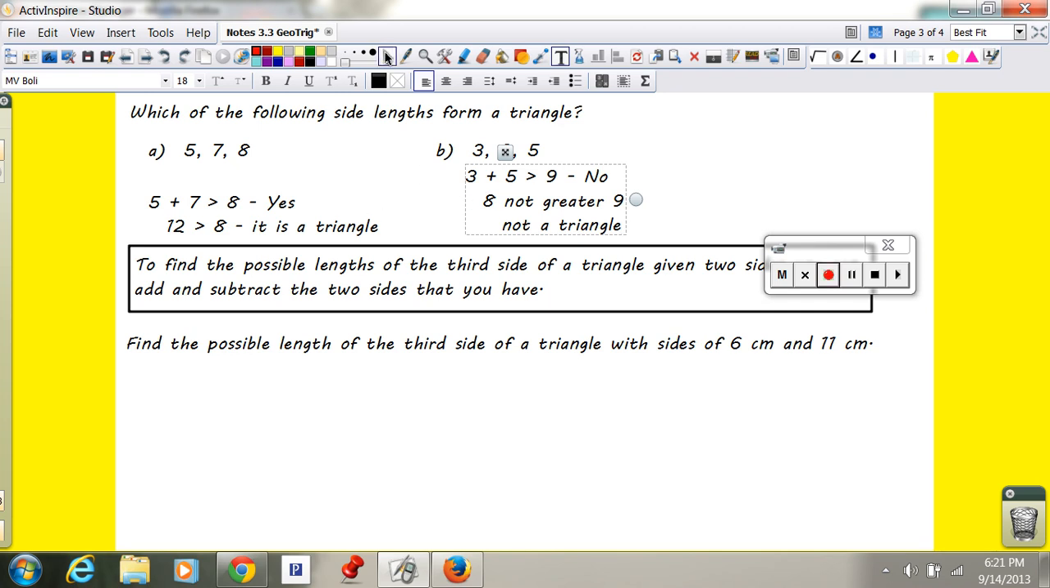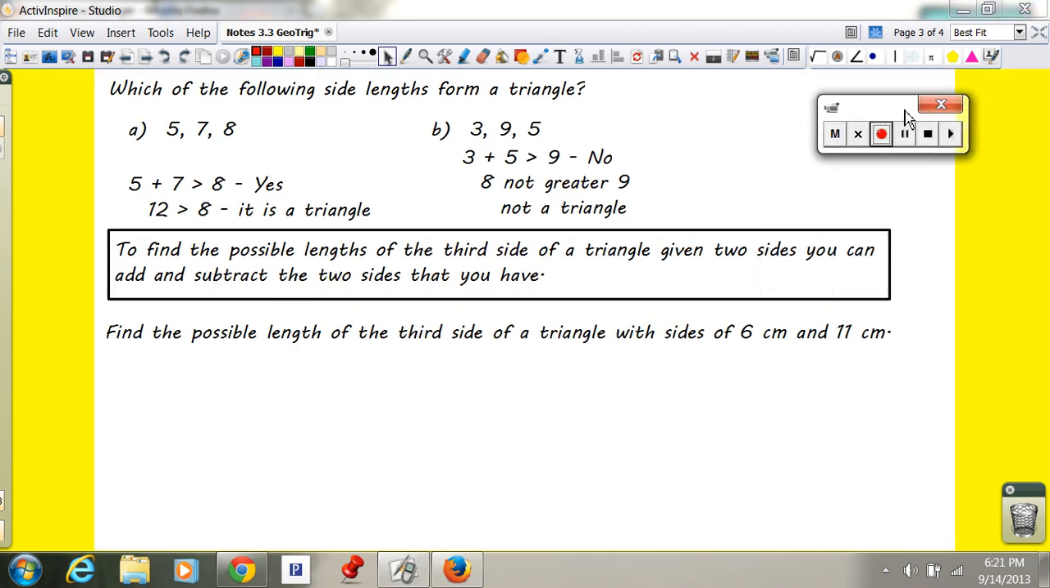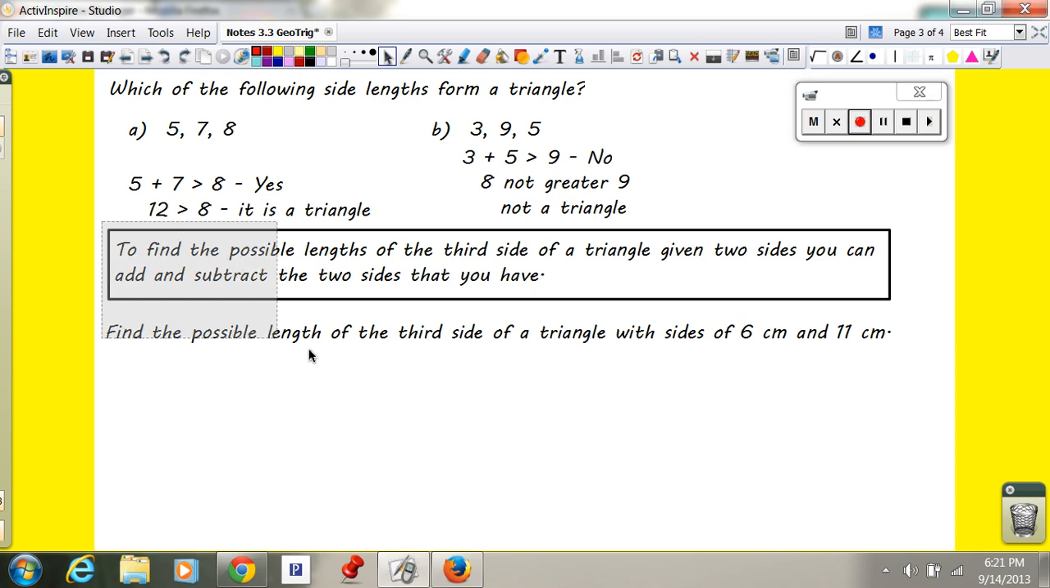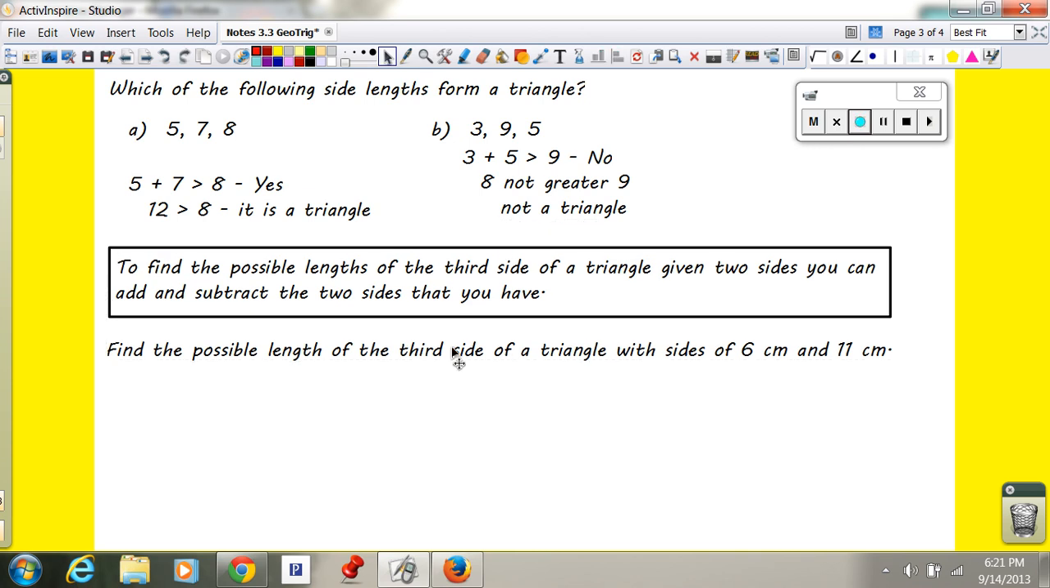So here's a key little factoid for you. To find the possible lengths of the third side of a triangle, given two sides, you can add and subtract the two sides that you have.